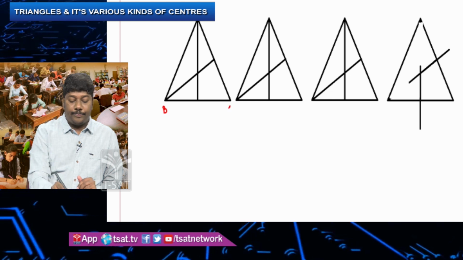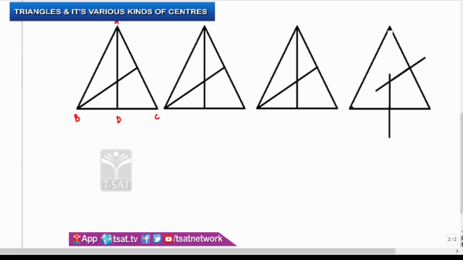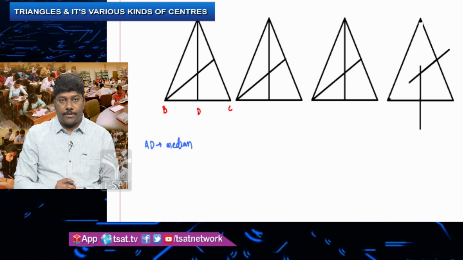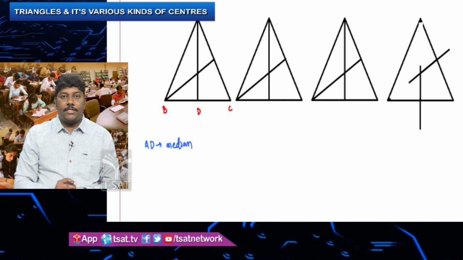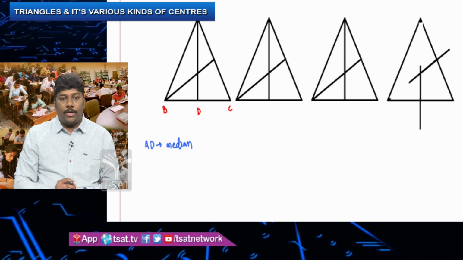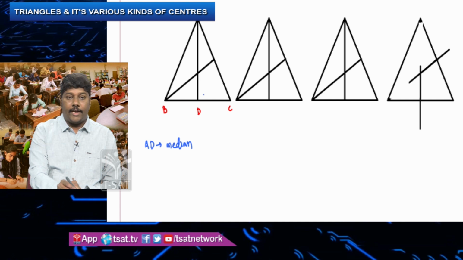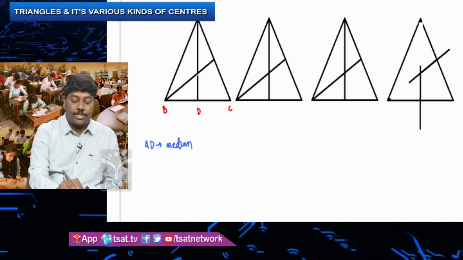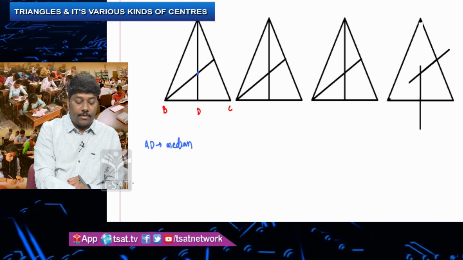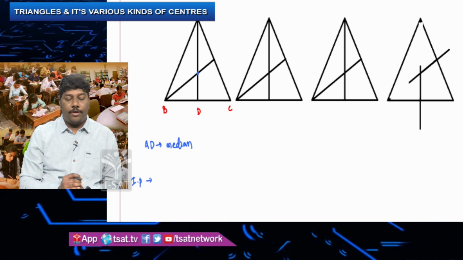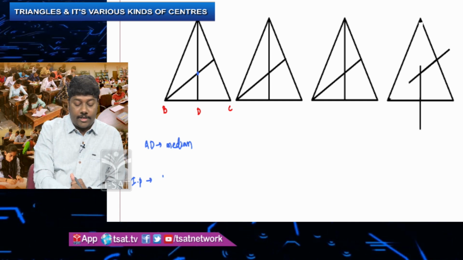Triangle ABC, here in the first figure AD, I am saying AD is a median. So, AD is a median here. Median is a line which bisects the opposite side, and median also divides the entire triangle into 2 equal areas. The intersection point of medians, I call it as IP, that is intersection point. Intersection point of medians is centroid.